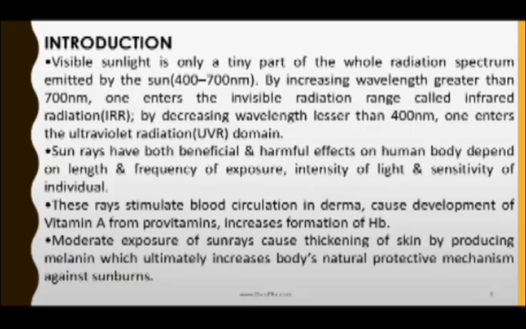Introduction. Visible sunlight is only a tiny part of the whole radiation spectrum emitted by the sun, 400 to 700 nanometer. By increasing the wavelength greater than 700 nanometer, one enters the invisible radiation range called infrared radiations, IRR. By decreasing the wavelength less than 400 nanometer, one enters the ultraviolet radiations domain.